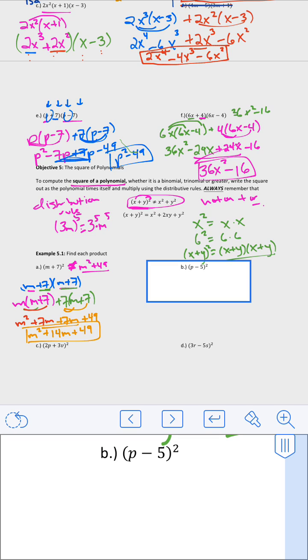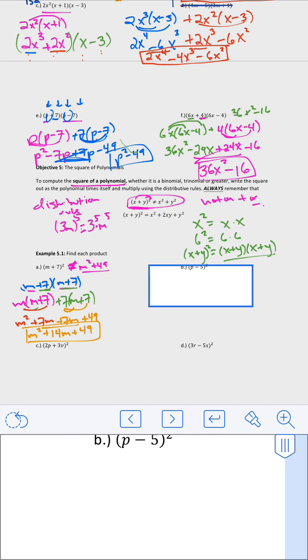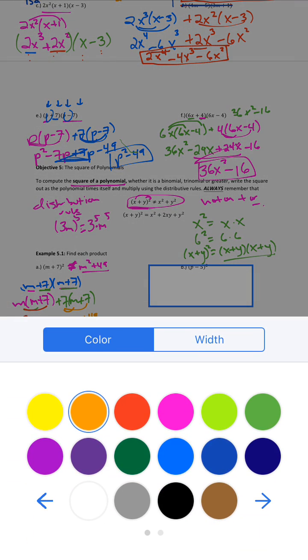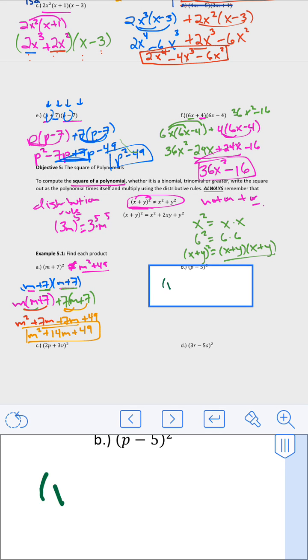Alright, I hope you paused the video and had some time to try it out. I'm going to go a little bit faster. So I'm not going to say it's p squared minus 25, right? Instead, it's p minus 5 times p minus 5.